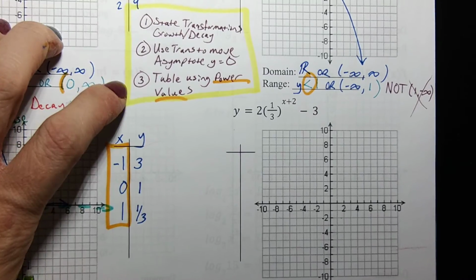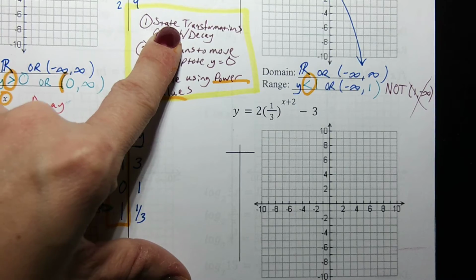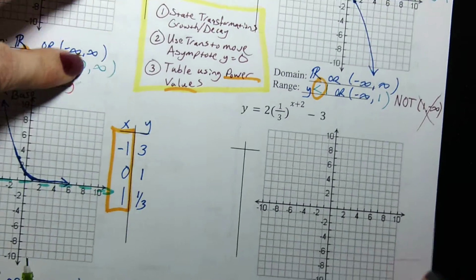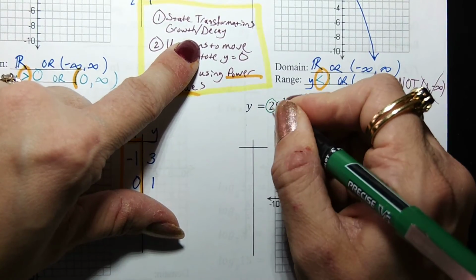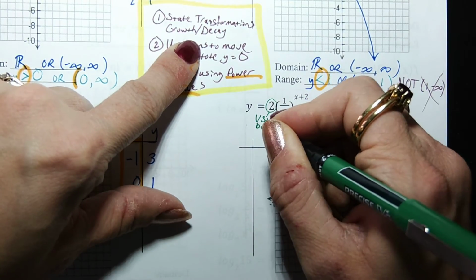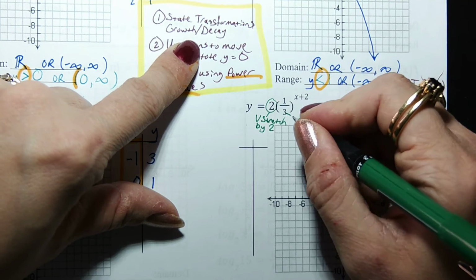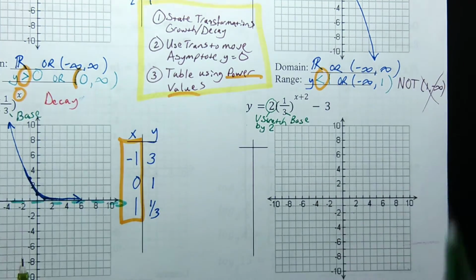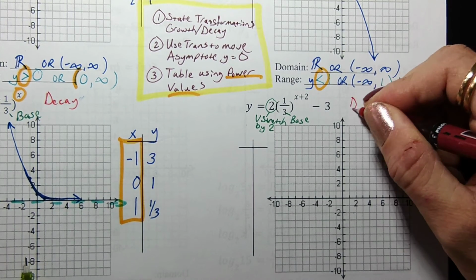So let's go through our steps again. First, state the transformations. So what's that 2 out in front doing to our function? Vertical stretch by 2. What's that 1/3 doing? How do I know that the 1/3 is the base and not the 2? Because of the exponent. So the 1/3 is what has the exponent. The base corresponds to what's tied to the exponent. So our base is 1/3. That's a decay function.